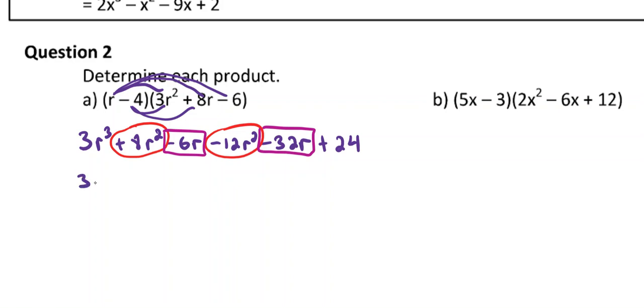So now we've got 3r cubed, because that didn't change at all. And now I'm looking at my r squareds. So 8 minus 12 is going to be -4r squared. Okay, and then -6r minus 32r is going to be, okay, so negative, and then minus 32, so that's going to get more negative, right? So that's going to be minus 38r. And then we just still have that plus 24 on the end. So plus 24.